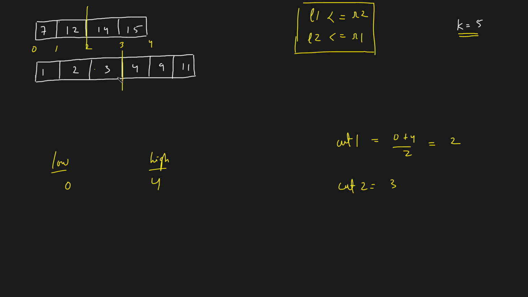So if I write them down, it'll be something like 7, 12, 1, 2, 3. That is what the left half will be. And the right half will be 14, 15, 4, 9, 11. Now, what do you see over here?